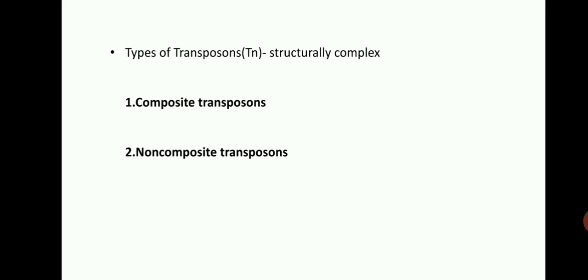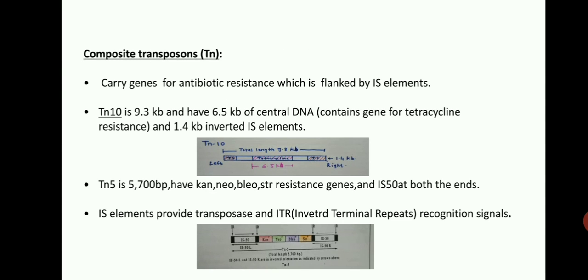So let's see the first type, that is the composite transposon. They carry genes for antibiotic resistance, which are flanked by IS elements. In this figure you can see that composite transposons have a central segment containing genes for drug resistance, and they are flanked on both ends by IS elements.